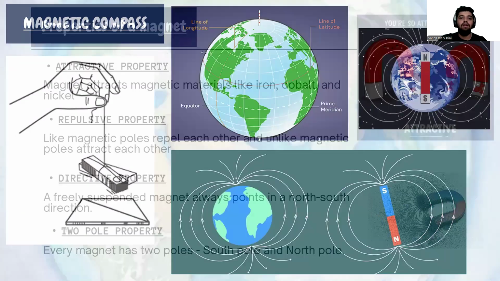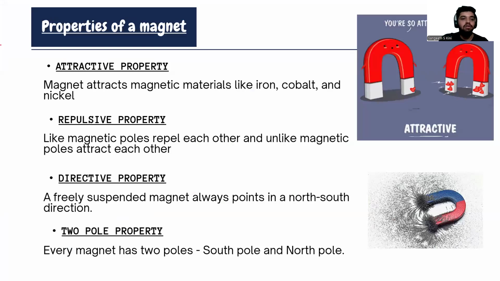And next, we are going to discuss the properties of a magnet. What are the properties of a magnet? Do you know which properties of a magnet you already know? First one is the attractive property. South and north poles attract. So it has an attractive property, such as a magnet attracts magnetic materials like iron, cobalt, and nickel.